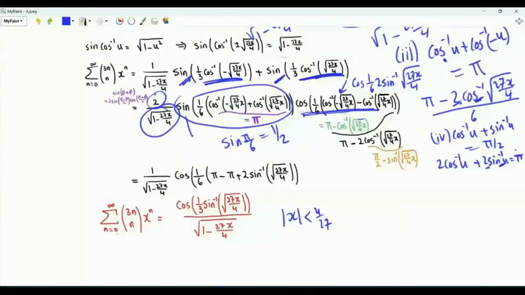Our final result is that summation n from 0 to infinity, 3n choose n x to the n, is equal to cosine 1/3 the inverse sine of square root 27x over 4, over the square root of 1 minus 27x over 4.